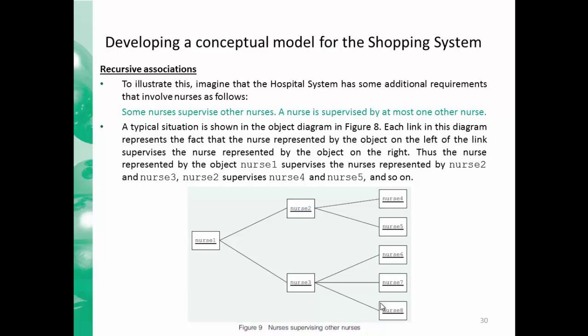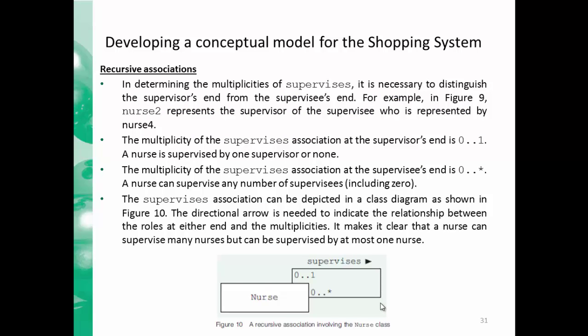So the relations existing between these objects are recursive association relations or recursive links, because they are all nurses of the same class nurse. So we are representing links and relations between objects of the same class. How can this be represented? The same, but the multiplicity will be different. If you look at the class diagram here, you find that 0 or 1 nurse will supervise 0 or many nurses.